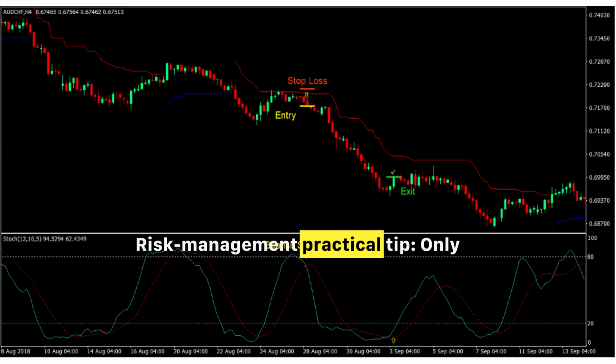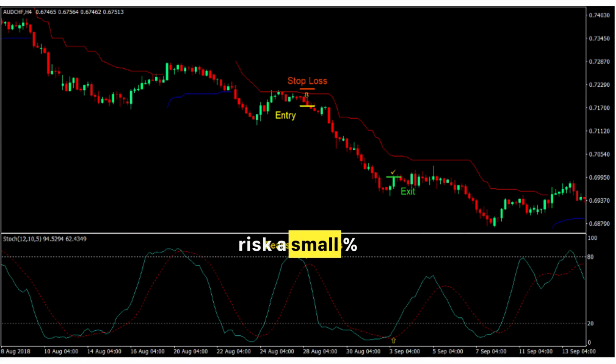Risk management practical tip. Only risk a small percent of your account per trade, say 1 to 2%. And be patient. Don't force entries unless both conditions line up: trend filter clear and stochastic crossover. A rushed entry usually kills winning potential.